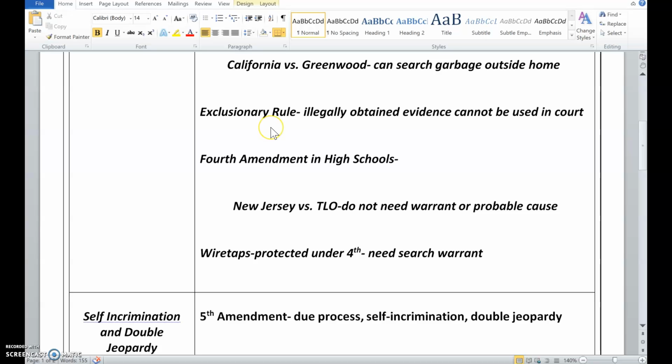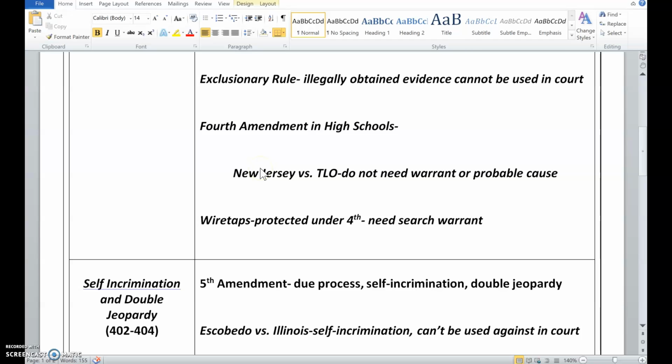Okay, how does this affect you in high school? This is just one court case about the Fourth Amendment in schools. It's New Jersey versus TLO. TLO is the girl. They don't use her name because she was a minor. She had her purse searched for tobacco. They found the tobacco. They also found marijuana when they were searching. They then suspended the girl.